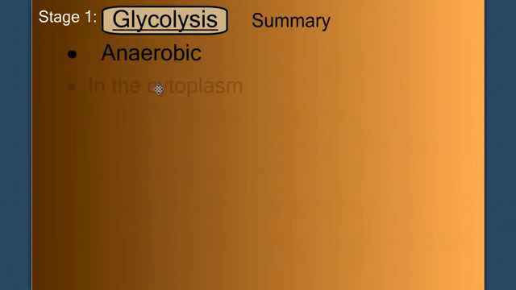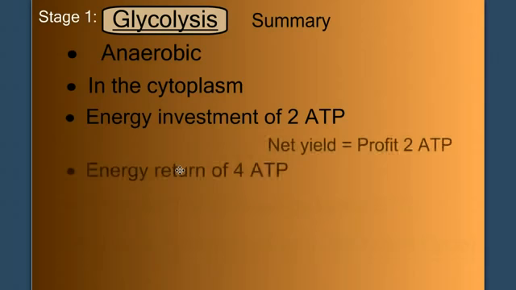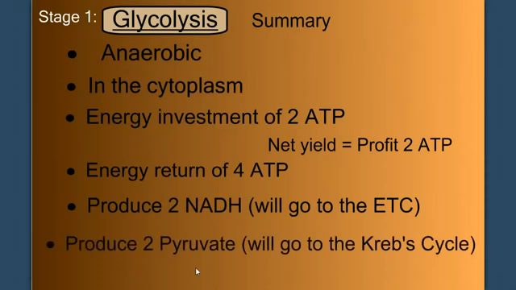So let's summarize glycolysis. Again, it's anaerobic, it doesn't require oxygen, it takes place in the cytoplasm. We have an energy investment step of 2 ATP, but an energy return of 4 for a net yield or a profit of 2 ATP. We also produce 2 NADH molecules, which will go onto the electron transport chain, and we end with 2 pyruvate molecules, which will go onto the Krebs cycle.